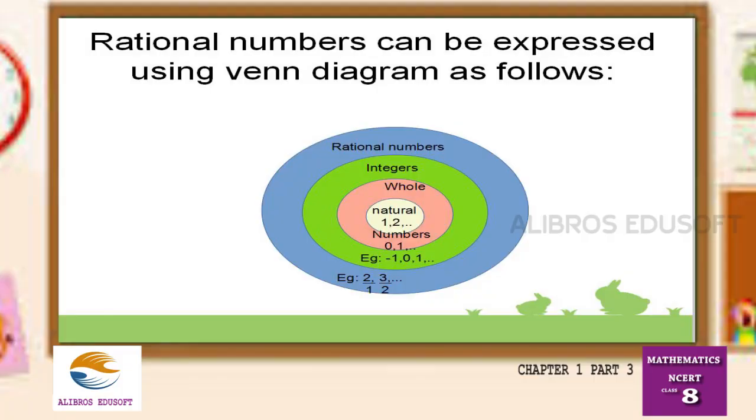Shall we see the rational numbers in a Venn diagram? Yes, let us check. The rational numbers can be expressed using a Venn diagram: natural numbers, whole numbers, integers and the rational numbers.